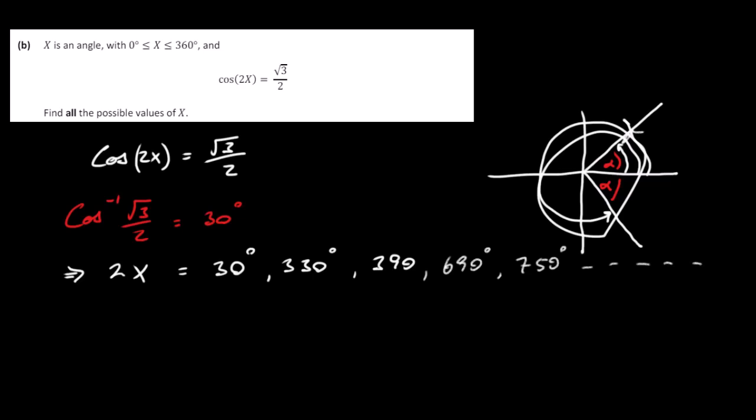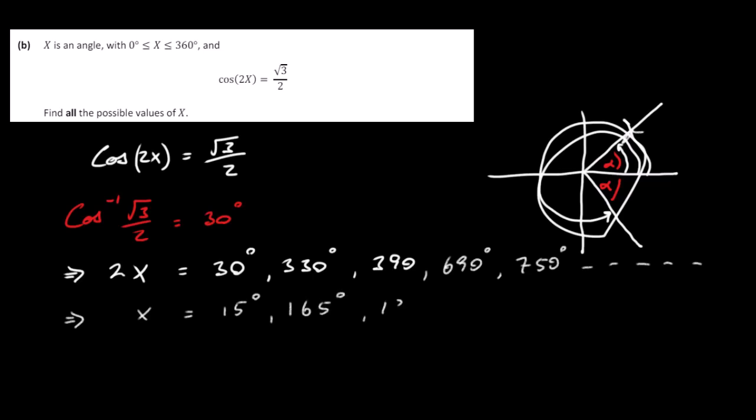So if 2x is equal to these angles here, that just means our angle x is going to be half of all of these. So it's going to be 15 degrees. Let's see, this is going to be 165 degrees. This one here is going to be 195 degrees.